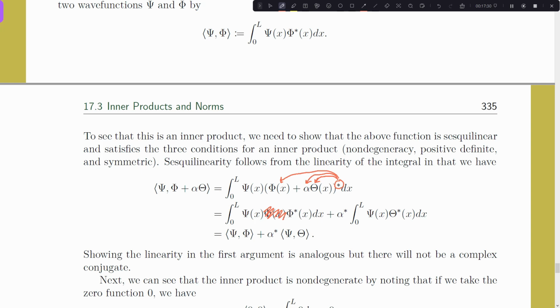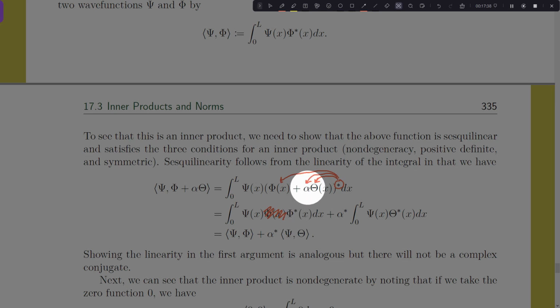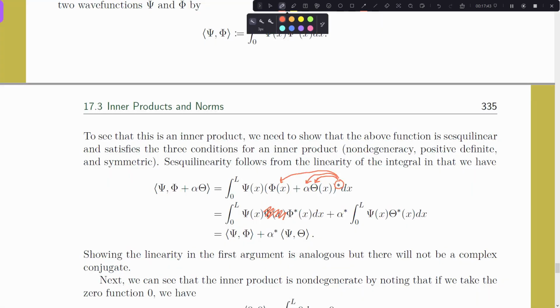I have too many terms there. When that happens, the conjugates come down, and I end up with phi conjugate, alpha conjugate, and theta conjugate. And then because of the properties of integration, I'm also able to distribute integrals over plus signs. So I push the integral to both sides of the plus sign there, and so I pick up two integrals on each piece. And because of that, that's what gives me sesquilinearity.